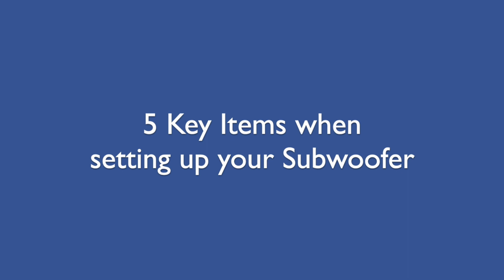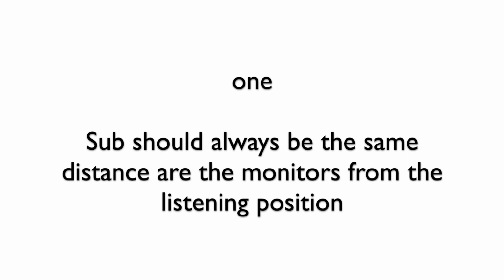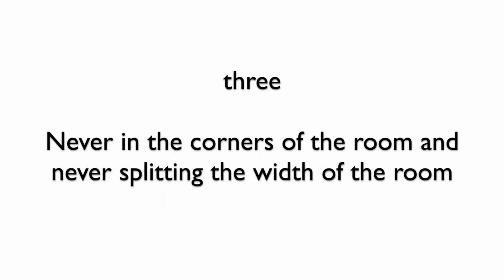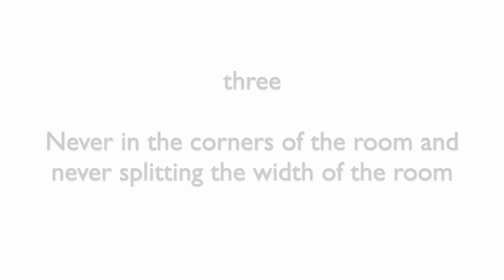All right, so in all my research, I have five takeaways whenever setting up a subwoofer. Number one, the sub should always be the same distance as the monitors from the listening position. In my case, I'm using 42 inches. Number two, it should always be in front of the listening position, not behind, not to the side. Number three is, it should always be placed away from corners and not splitting the width of the room.